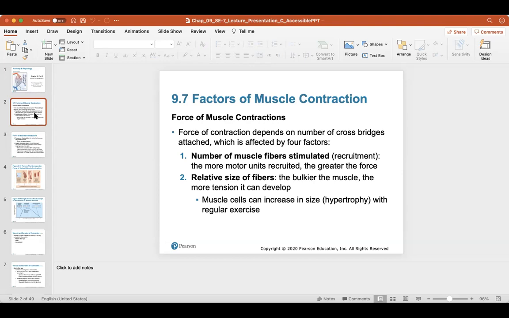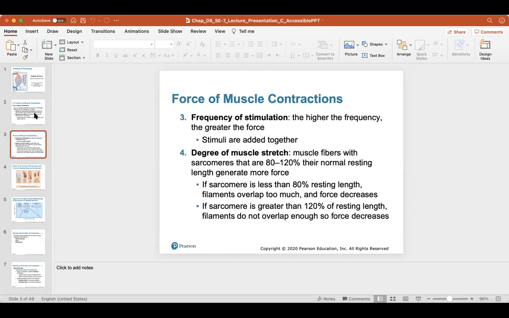The number of muscle fibers stimulated, which is what we call recruitment. So the more motor units recruited, the greater the force. The relative size of the fibers, so the bulkier the muscle, the more tension it can develop. Muscle cells can increase in size, which we call hypertrophy, through regular exercise. The frequency of the stimulation, so the higher the frequency, the greater the force, as the stimuli can be added together. And then the degree of the muscle stretch, meaning muscle fibers with sarcomeres that are 80 to 120% of their normal resting length will generate more force.